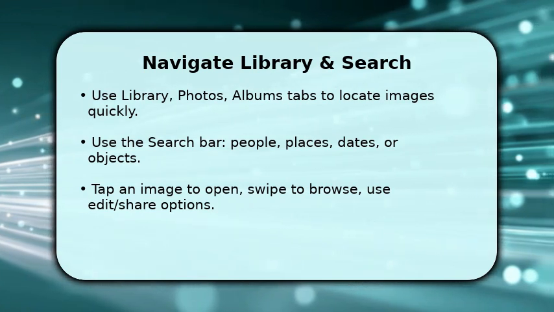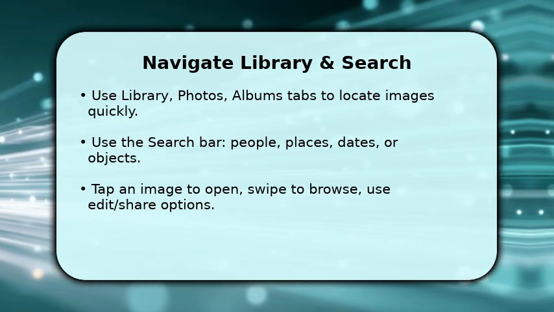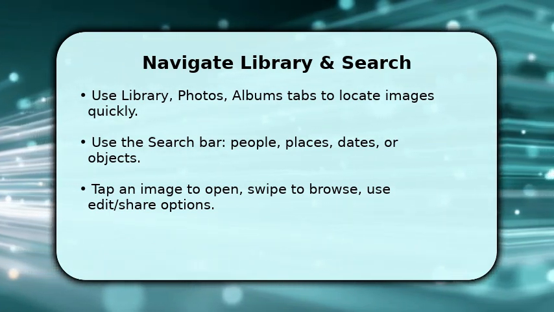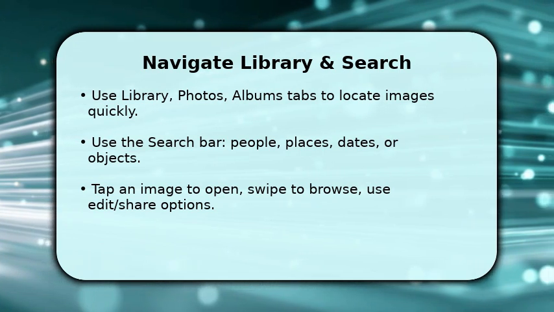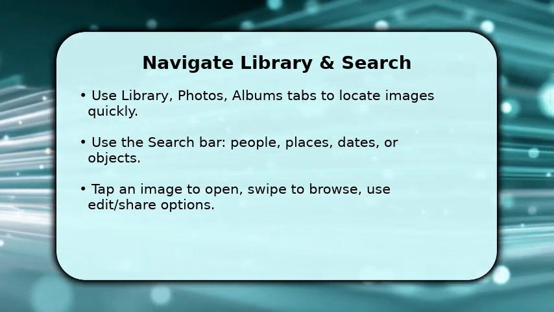Photos shows a timeline of images, library lists albums and folders, and albums groups content by type. To find something fast, use the search bar, type a date, place name, or object like beach or a person. Google's visual recognition narrows results.